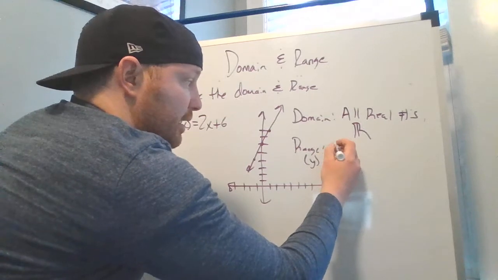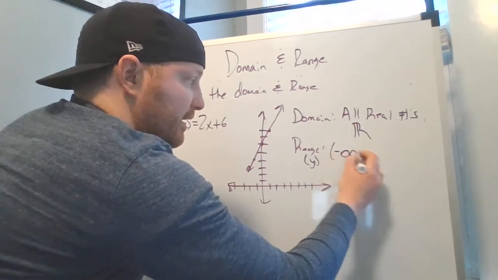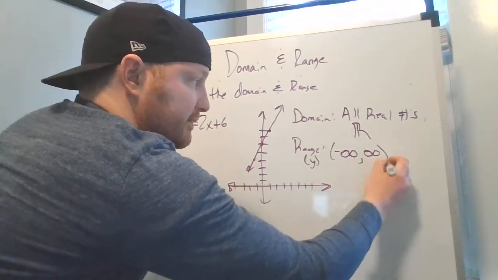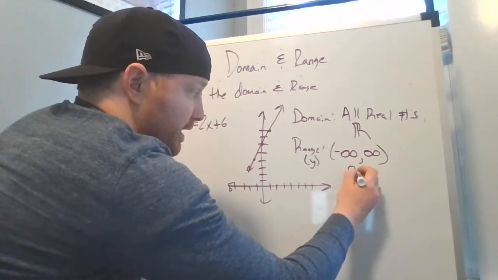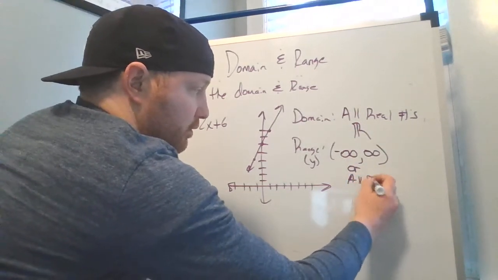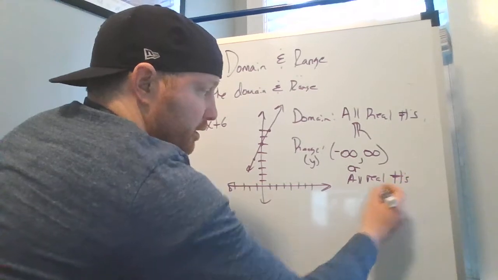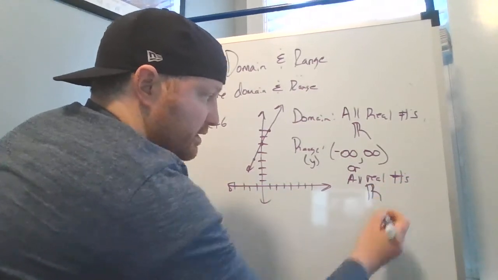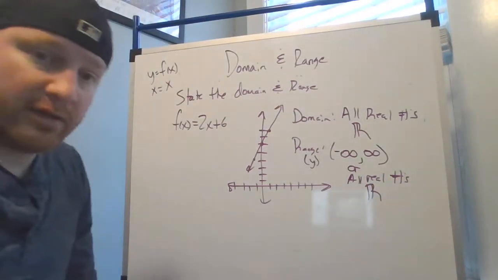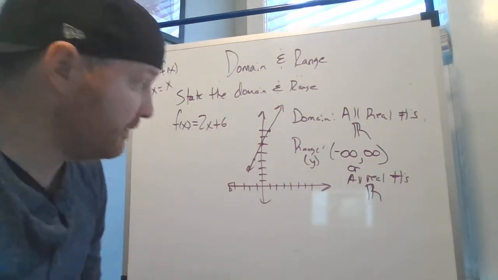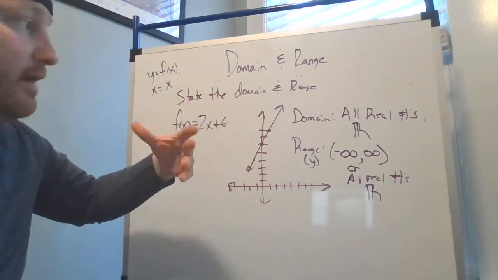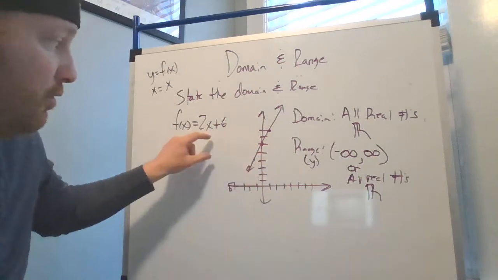I could do negative infinity to positive infinity, or you can just say all real numbers. Or again, the symbol you'll see in today's notes is that R double line kind of thing. Okay? So that's the beginning part of how you state domain and range when given a graph.